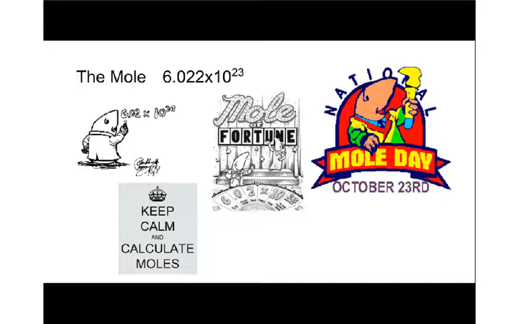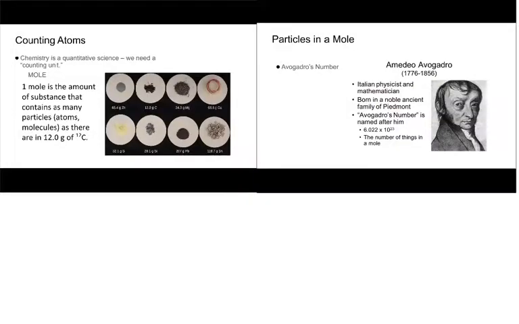Everyone, today we're talking about the mole, the chemistry mole, which is a number here, 6.022 times 10 to the 23rd. It is a counting number. So examples of counting numbers are things like 1 dozen. 1 dozen, everyone knows, is 12.